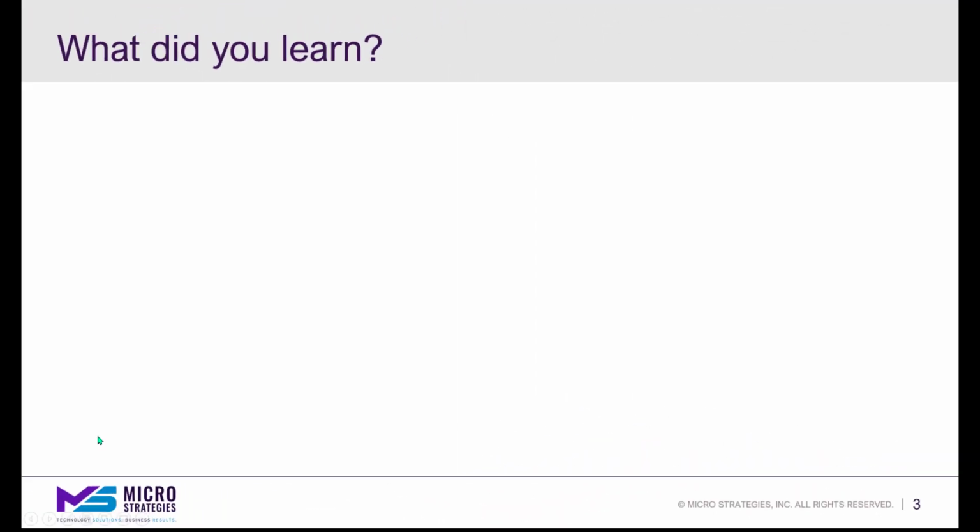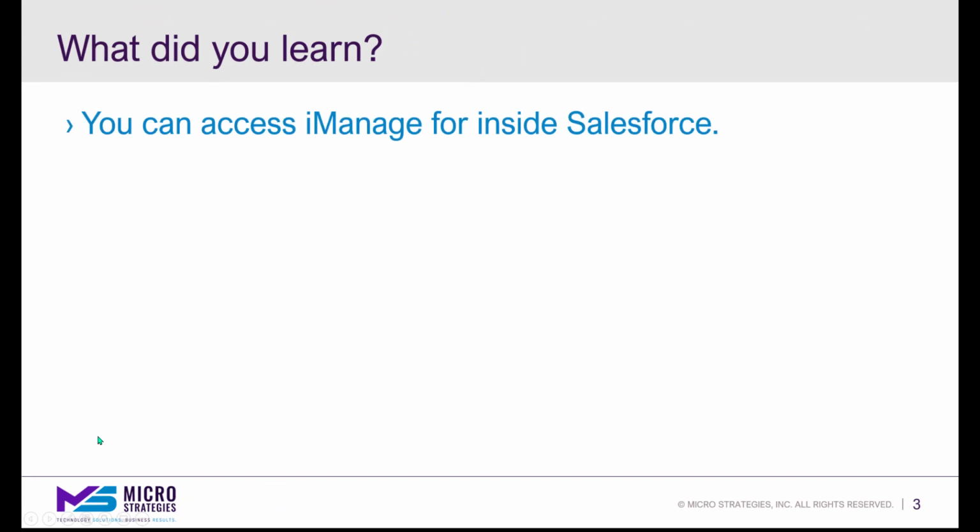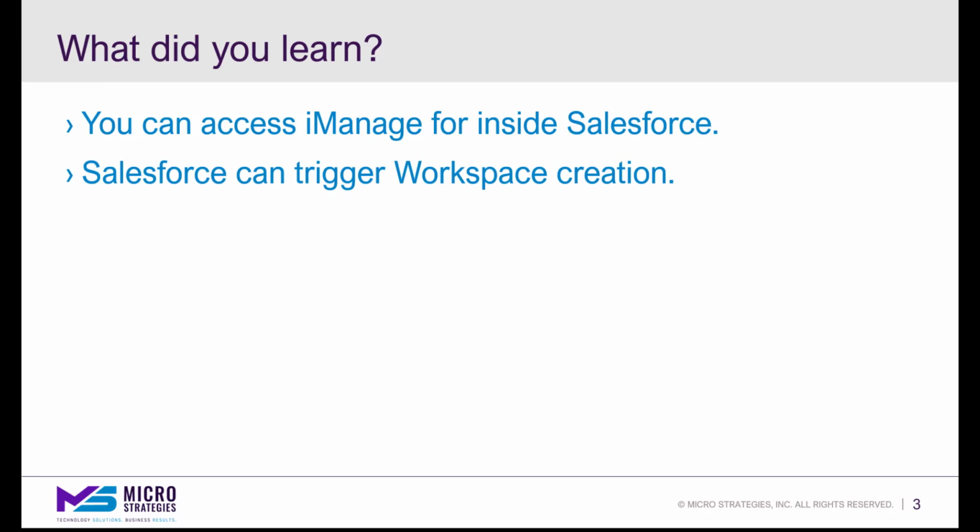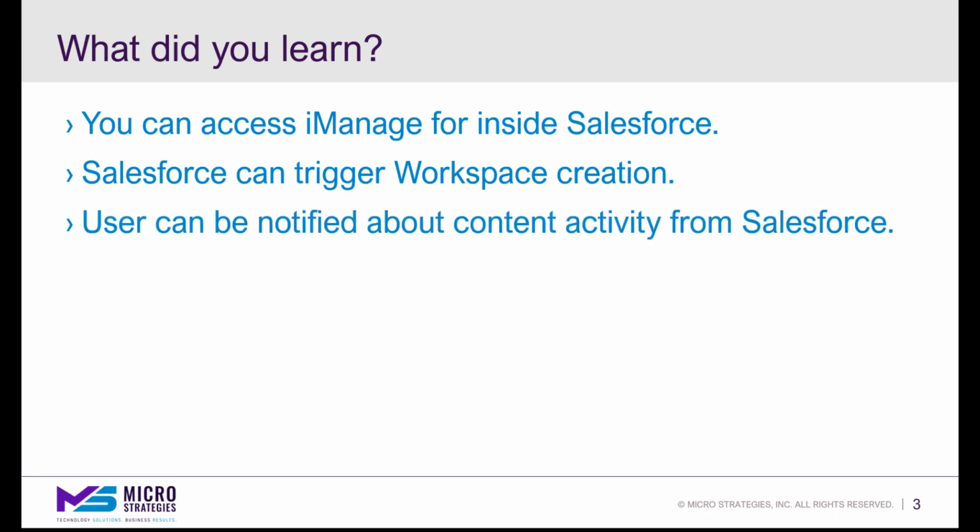So what did you learn? Well, you learned that you can access iManage from inside Salesforce, and of course, all the great capabilities. You'll learn that Salesforce can trigger workspace creation. So for a new account object, or one of your custom objects, you can automatically have a corresponding workspace in iManage created, and that workspace can be created using predefined workspace templates. You also learn that users can be notified about content activity from Salesforce.